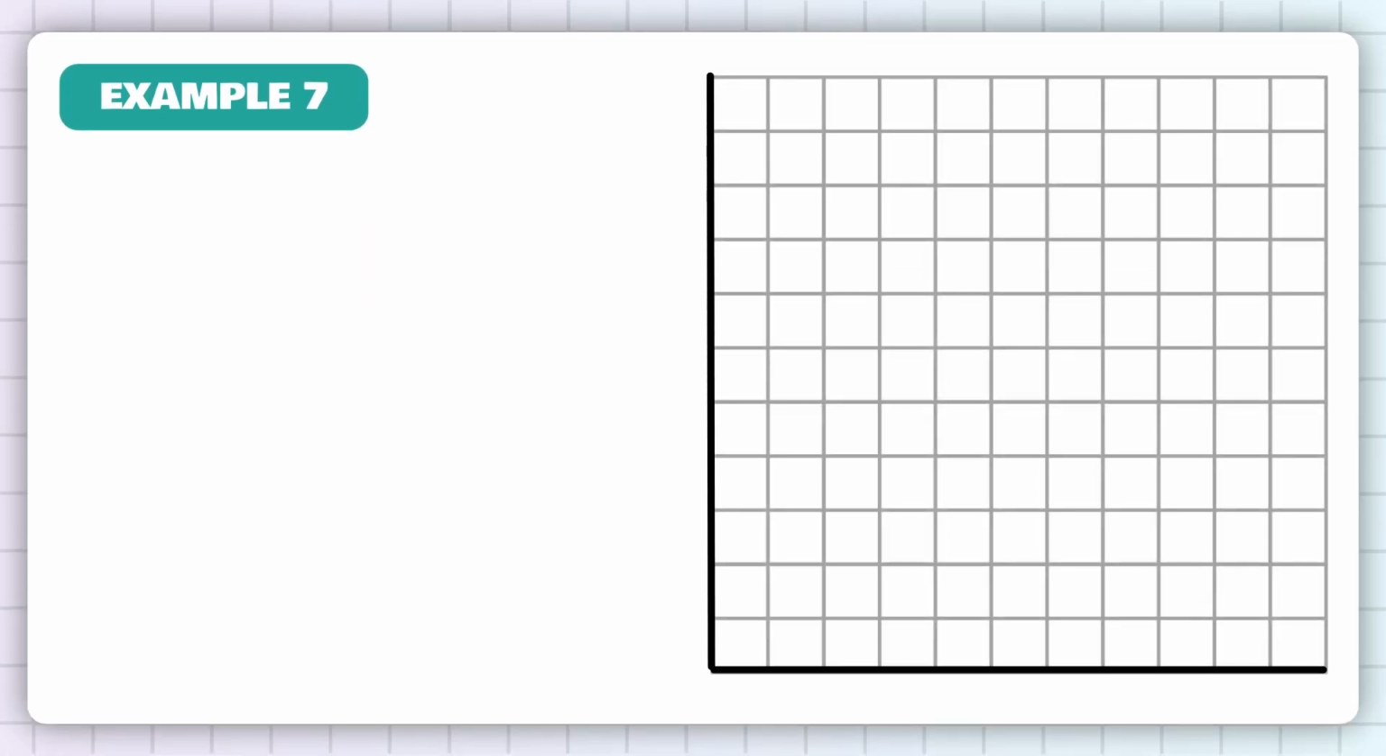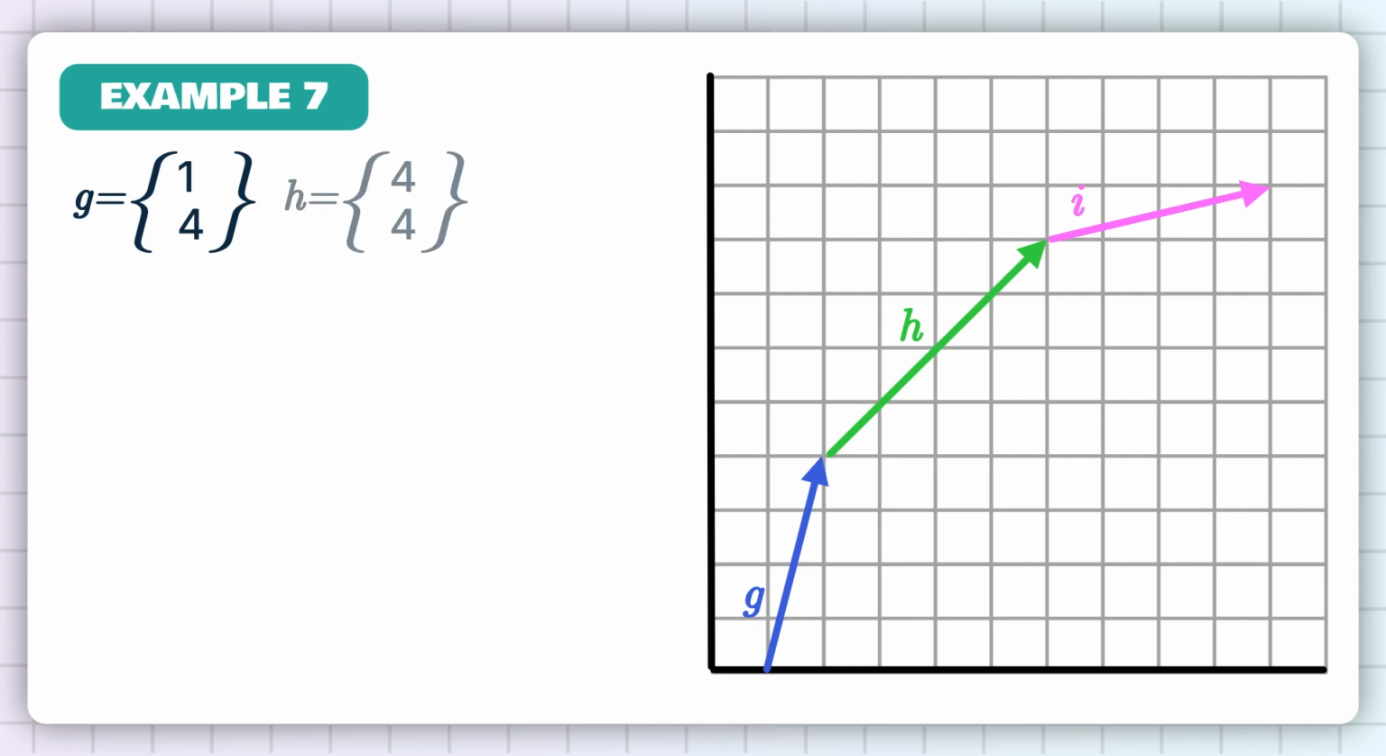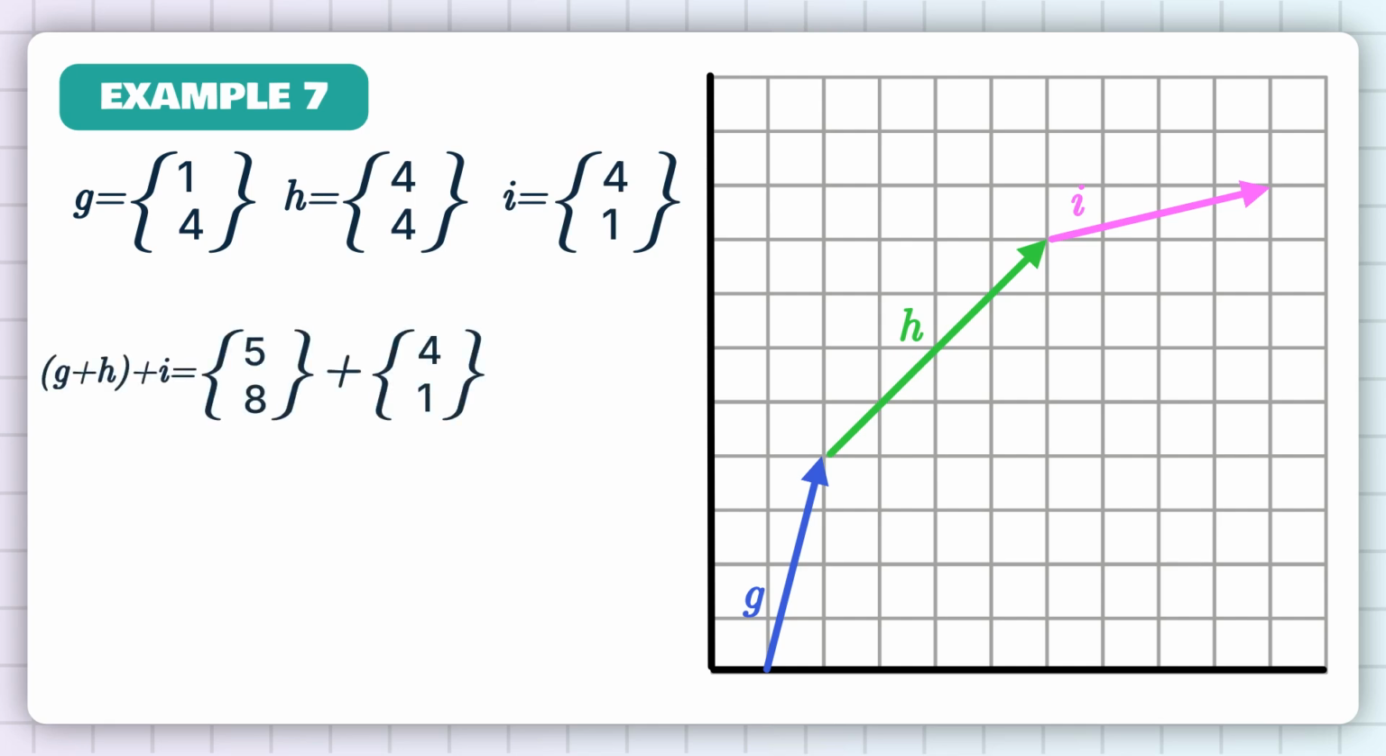Finally, let's check the associative property. Consider vectors g, h, and i, represented by arrows as shown on the right. First, let's add g and h, and then add i. When we break the vectors down into their components, we can see that g equals (1, 4), h equals (4, 4), and i equals (4, 1). If we group g and h together first, this gives us (5, 8). Then we add (4, 1), which gives a total of (9, 9).